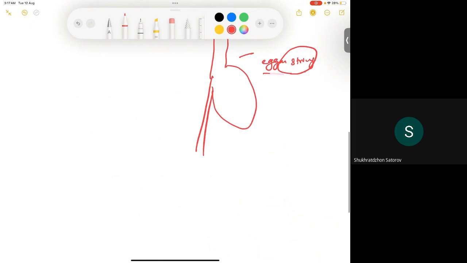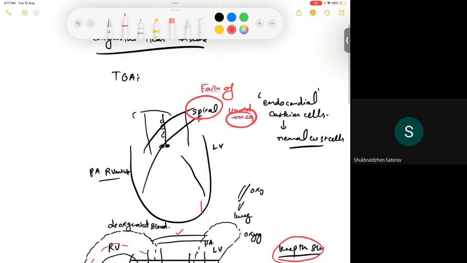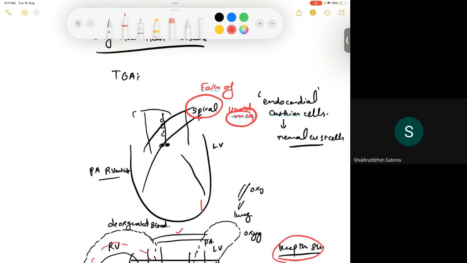Egg on string appearance, just go for TGA, transposition of great vessels. Cyanosis not being improved by administration of 100% oxygen, just go with TGA, right?